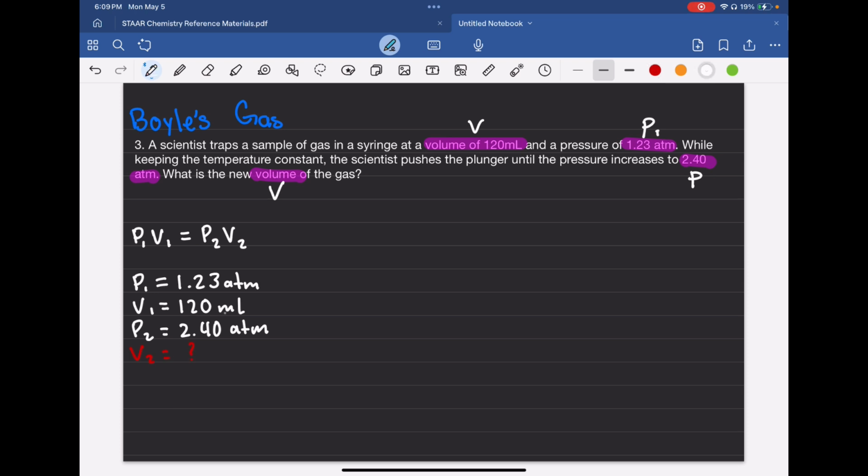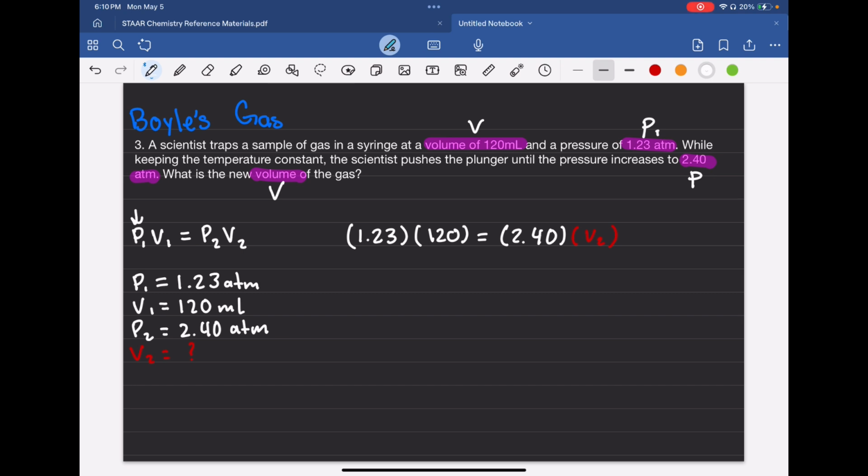So let's fill this into our formula. We're going to begin right here. So pressure 1 is 1.23, multiplied by volume 1, 120, equals pressure 2, 2.40, times volume 2, which is unknown.